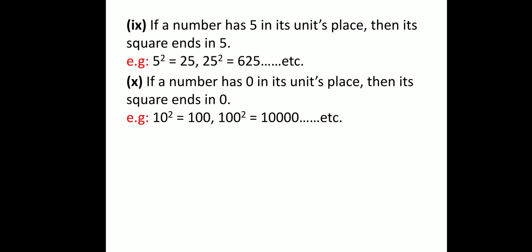Next is, if a number has 0 in its units place, then its square ends in 0. Obviously, if a number has 0, like 10 squared, then it will be 100. Likewise, you can do the squares of the numbers having 0 at the unit place, and the squares of those particular numbers will end in 0. I hope all these properties are very much clear to you.